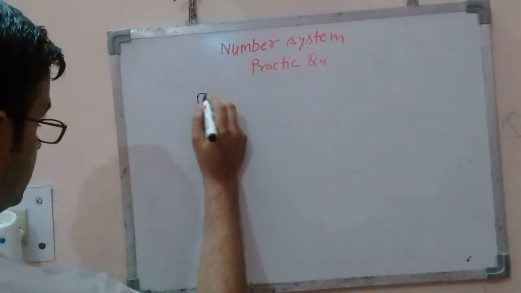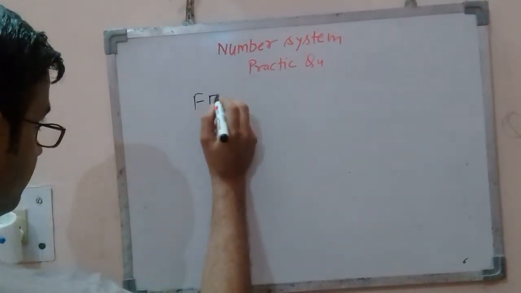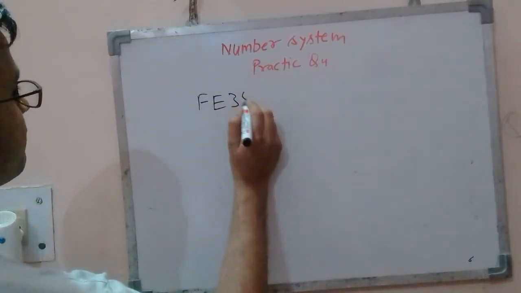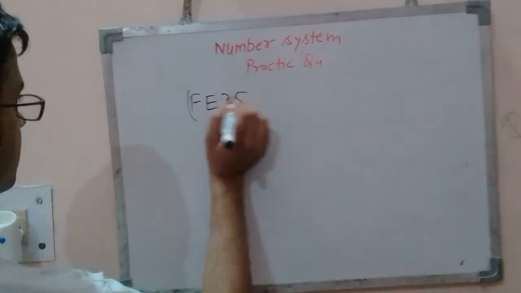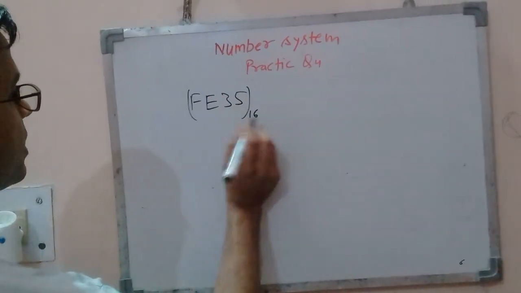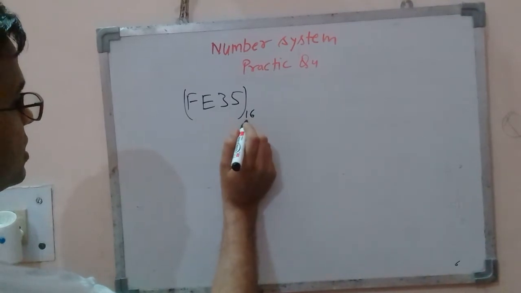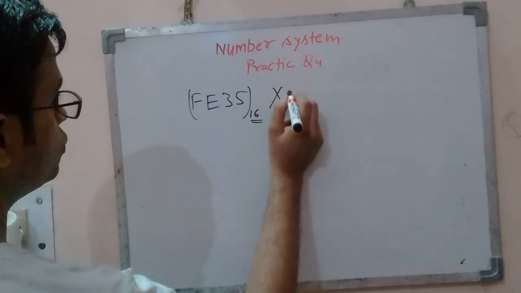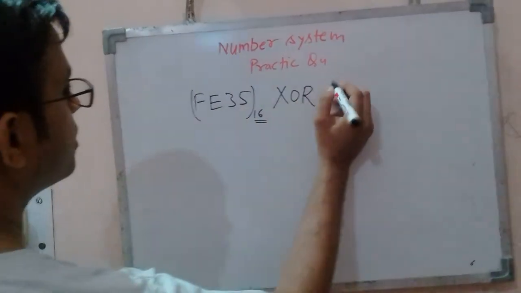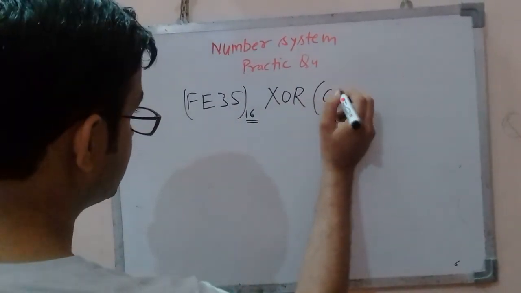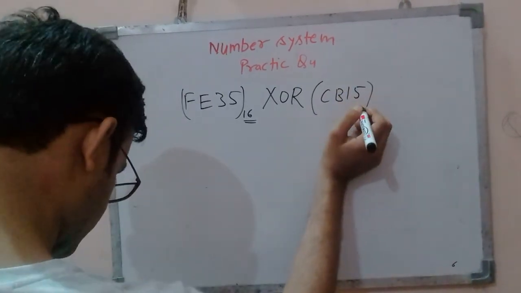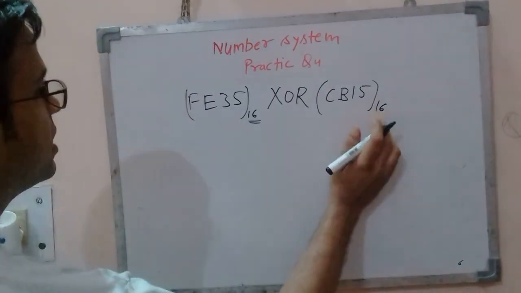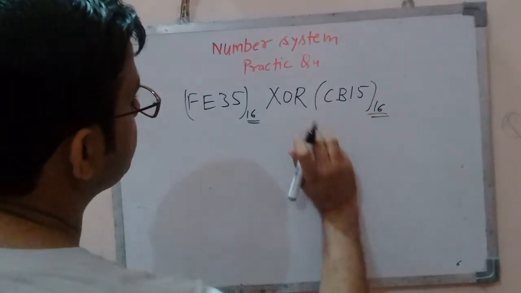Now, take another question. FE35, right? FE35 is a hexadecimal number. How to determine whether this is hexadecimal or not? See the suffix. Suffix is 16. That means this is hexadecimal. He is asking you to do the XOR of this number with another hexadecimal number, CB15. CB15 is again a hexadecimal number, right?